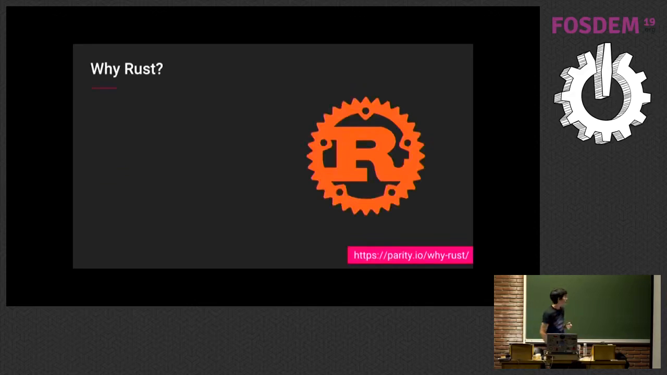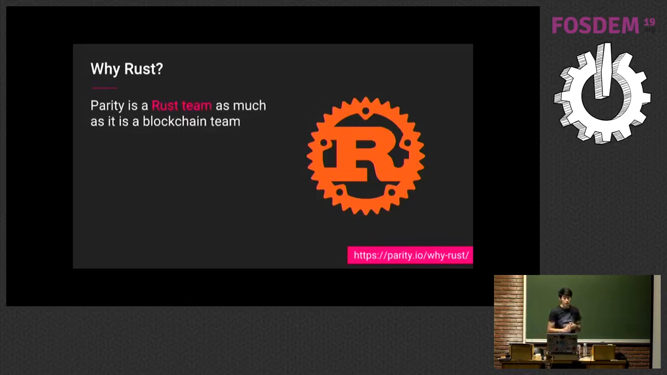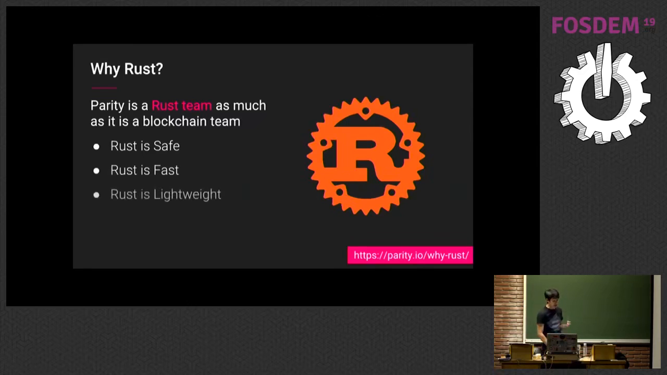So let's talk about why we chose Rust. Parity really is a Rust team as much as it is a blockchain team. We love the language, and we use it for a number of reasons. For example, it's safe. Rust ensures that programs are free from undefined behavior, data races, or any memory safety issues. Rust is really, really fast. It has zero runtime overhead, so it's really lightweight. It's easy to read, and once you get the hang of it, it can actually be really fun to write.